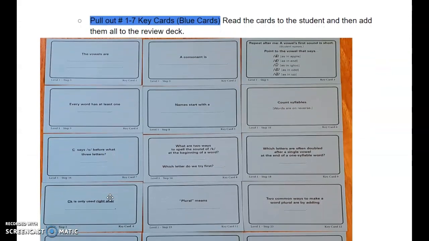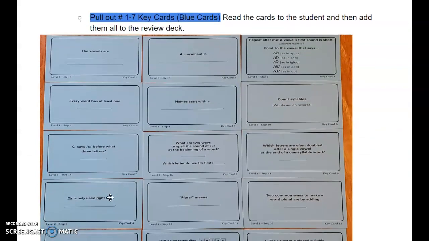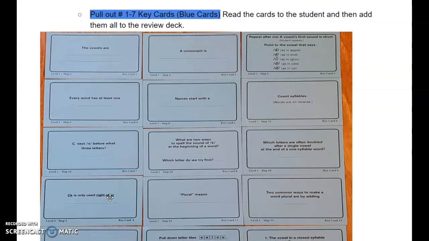Next, we're going to move on to the blue cards. Often during the new concept phase, students are going to get new flashcards that are going to be added into the review section. So you want to make sure that you are getting the flashcards that are mentioned in the teacher's manual and pulling them out and putting them in the review section so that the next tutor has them already ready to go for the review time.